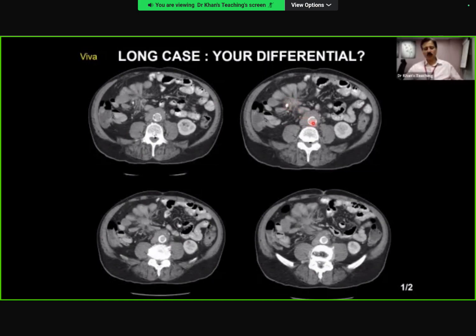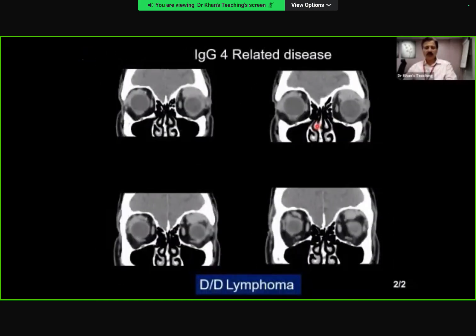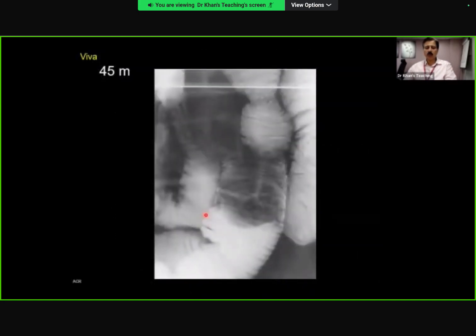So 2 plus 2 makes 4. And the same case can be given with findings in the orbit, which we'll cover in the head and neck. But having said that, this is, again, the same differential, lymphoma versus IgG4 related disease. Take home point is that orbital pseudotumor, the old terminology, is now no more used.